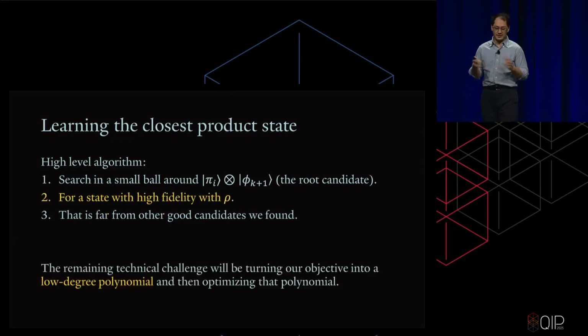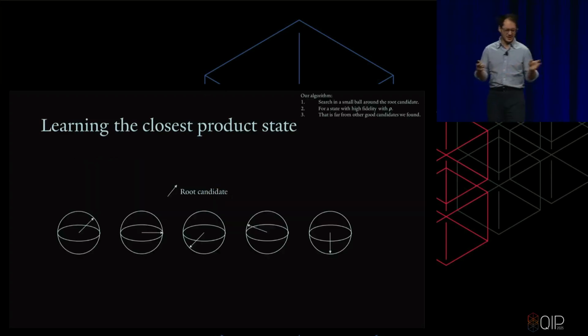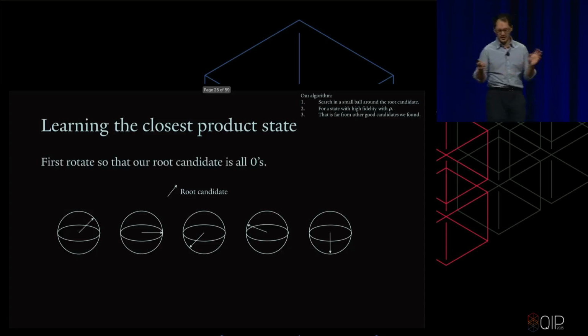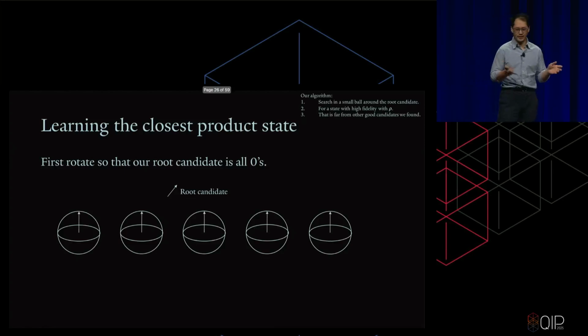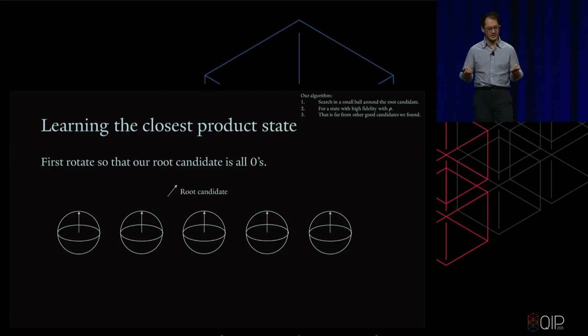In the last part of my time, I'm going to try to tell you how to reduce this to some polynomial optimization. It won't get us all the way there, you're going to have to do some more tricks, but at least it'll give you some good intuition. So let's imagine that this is our candidate. I've drawn it as a tensor product of Bloch spheres, but with 5 qubits in this case. The first thing we do, since this looks kind of messy, is rotate so that our root candidate, this pi i tensor phi k plus 1, is all zeros.